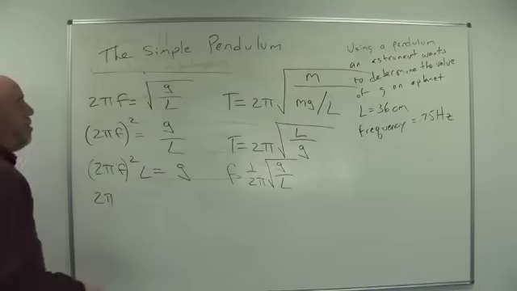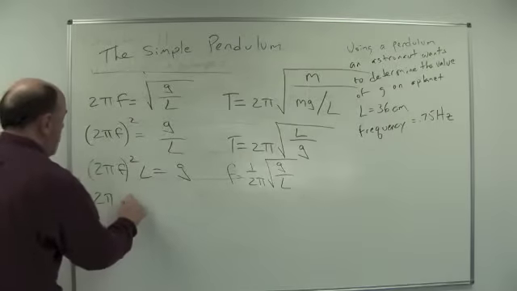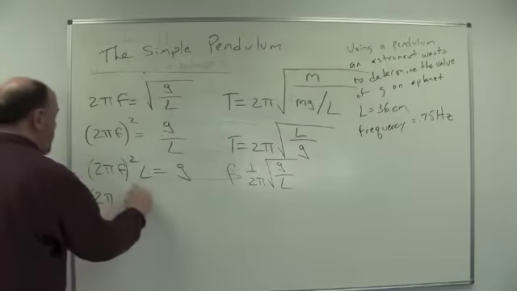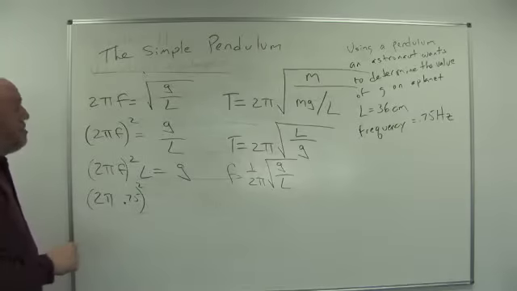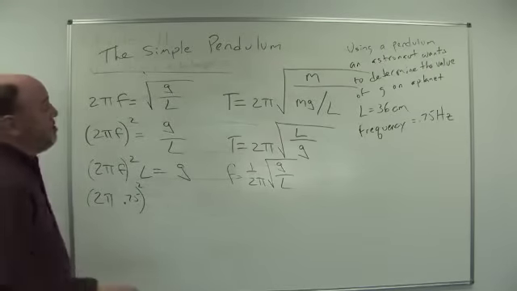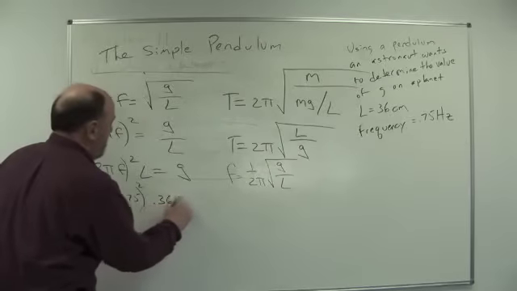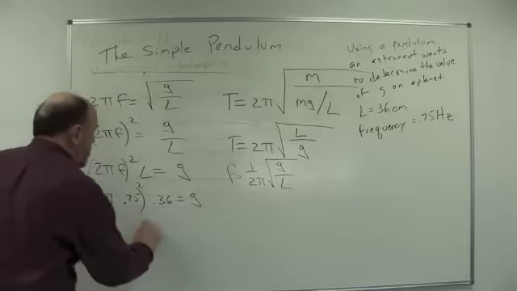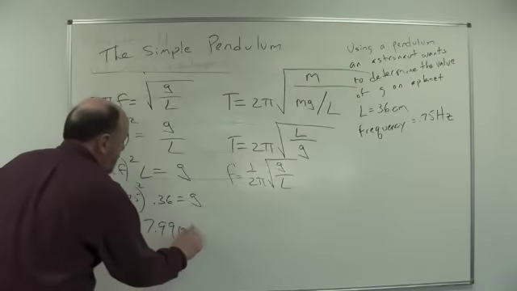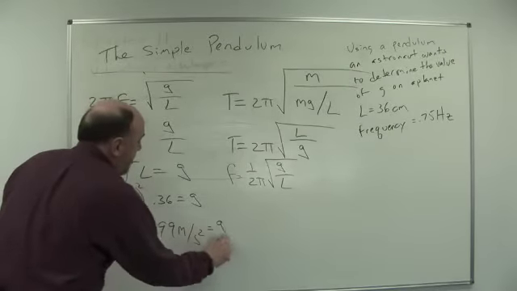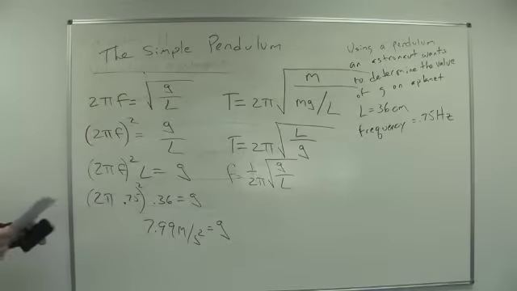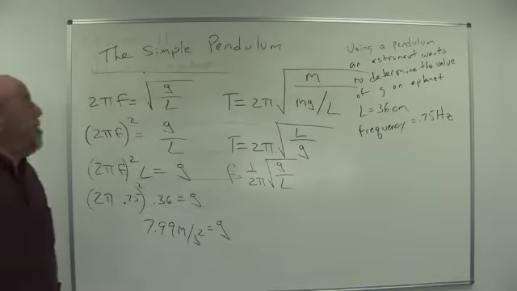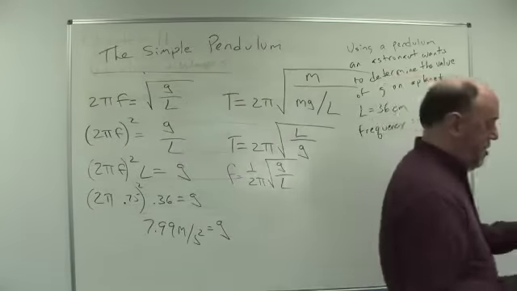Now we can take our numbers and plug those in, so we get 2 pi, frequency was 0.75, and that will be squared. The length was 36 centimeters, which does need to be converted into meters, so this will be 0.36. We plug those all in, and we find out that on this particular planet, the value of g will be 7.99 meters per second squared. So basically 8 meters per second squared. Okay. So we used our pendulum, and we got the value of g on this particular planet.